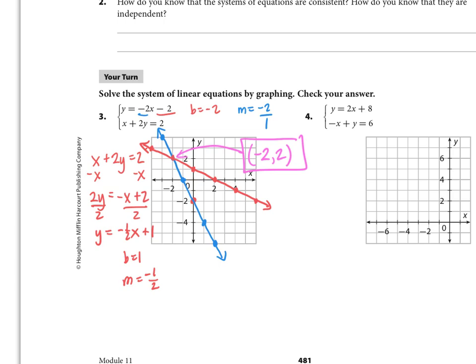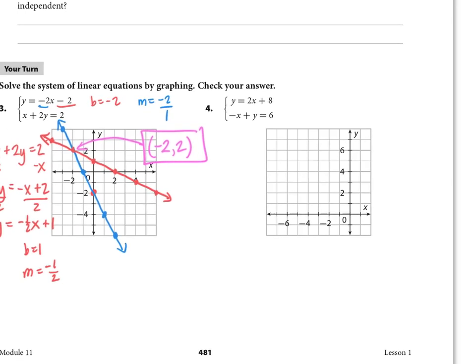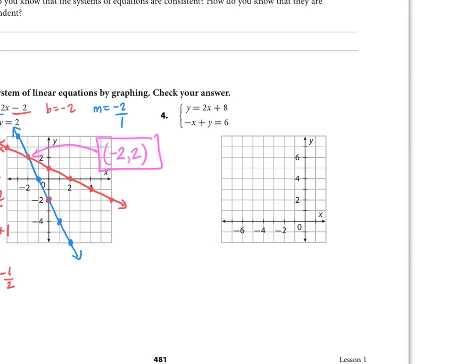So number 4, go ahead and pause it. Give number 4 a try. The solution is going to pop up in a few seconds.